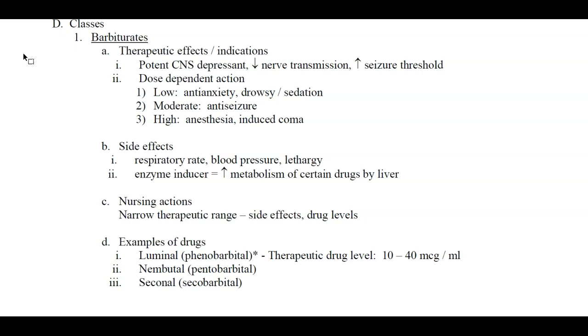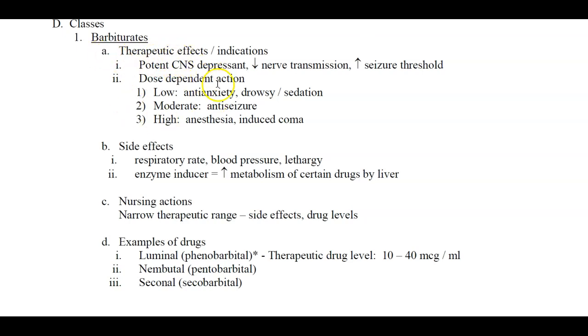So what does it mean when we say increasing seizure threshold? This basically decreases the susceptibility of a person to have a seizure episode. Depending on the dose of the medication that we're giving, it can have different effects. These are the actions depending on the dose. When given at low dose, this can be used for anti-anxiety, and it can cause drowsiness and sedation. In moderate dose, this can be an anti-seizure medication. On a high dose, this can be used as anesthesia and used to induce coma.